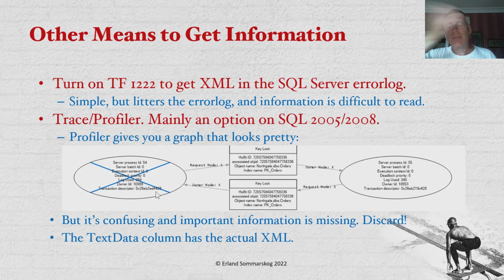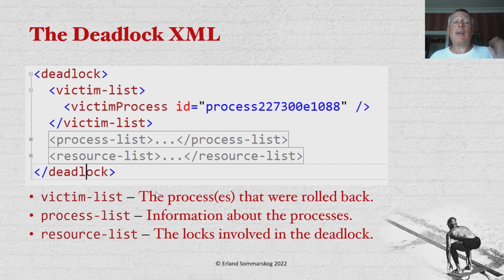If you're working with Trace or Profiler, you have the XML in the TextData column. Just copy and paste it into an editor to have a look at the raw XML. Now, let's go in and look at what is inside that deadlock XML. I've already shown you that there is a victim list, which has the deadlock victim. There is a process list, which lists all the processes involved in the deadlock. And there is a resource list, which lists the locks or the resources they are fighting about.